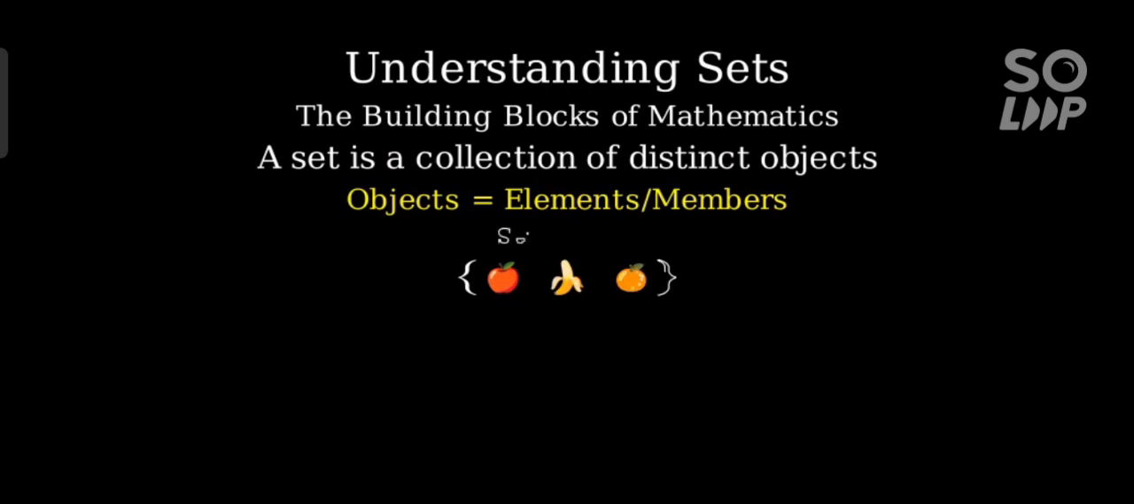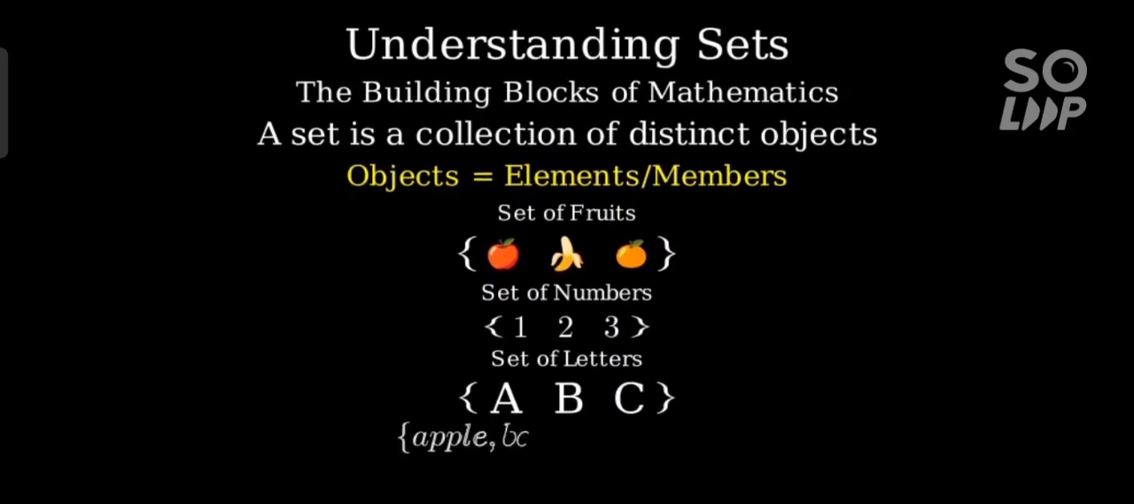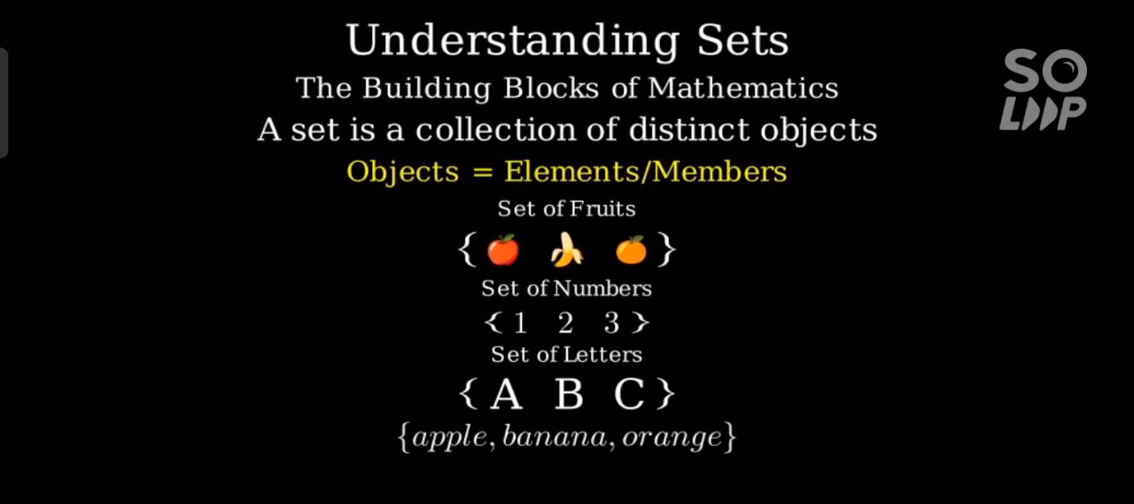Here's a set of fruits: apples, bananas, and oranges. Here's a set of numbers: 1, 2, and 3. And here's a set of letters: A, B, and C. Sets are usually written using curly braces. For example, our fruit set would be written as {apple, banana, orange}.